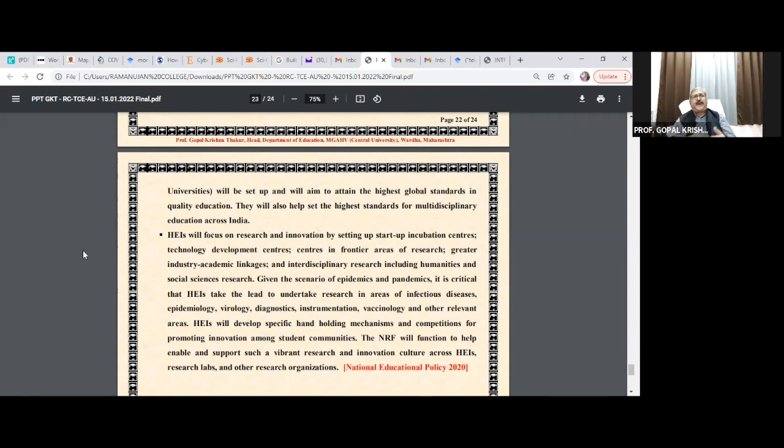A National Research Foundation has been conceptualized by the national education policy that will conduct research in areas that will be beneficial for humanity. So all these things, if implemented in word and spirit, will make our higher education system more versatile, more diverse, and more multidisciplinary in nature. We can only hope that the conceptual points envisioned in the national education policy get implemented in word and spirit.